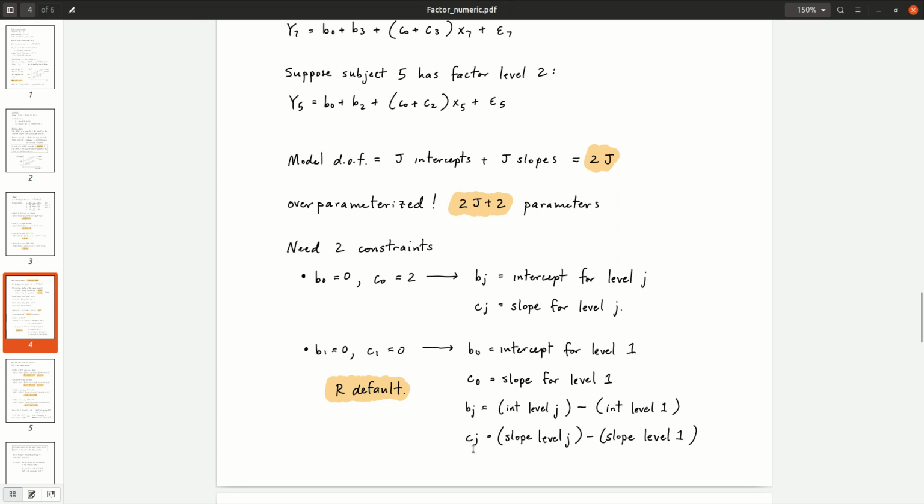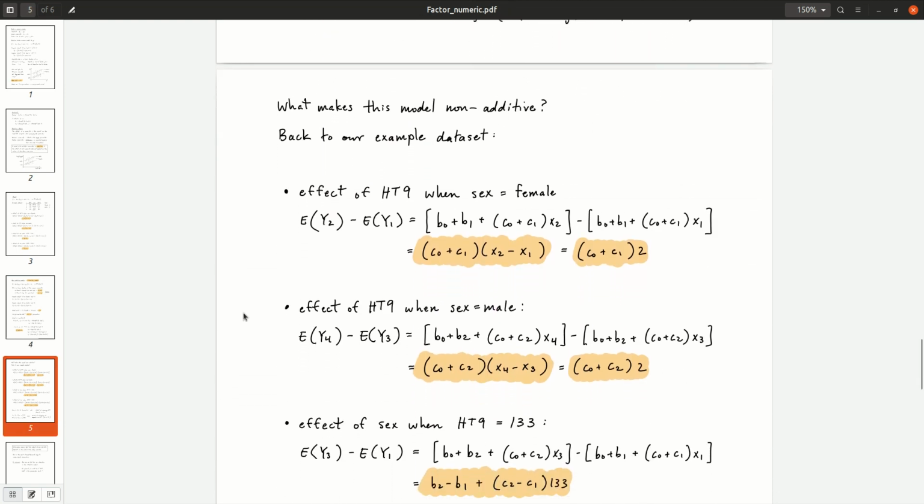And then it'll contain additional lines, and each of them will correspond to B2 up to B capital J or C2 up to C capital J. And B sub j is the intercept for level j minus the intercept for level 1. And C sub j is the slope for level j minus the slope for level 1. So these additional parameters are interpreted as either a difference in intercepts or a difference in slopes from the first level. Okay, I fixed my typo here. This is, again, C0 equals 0.